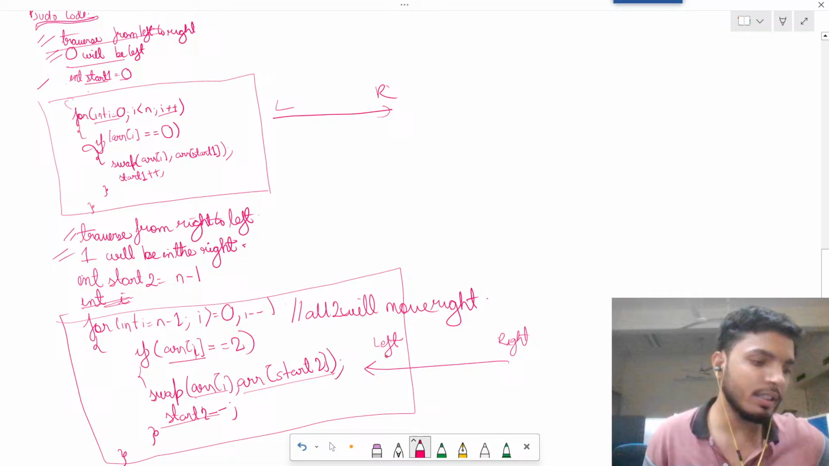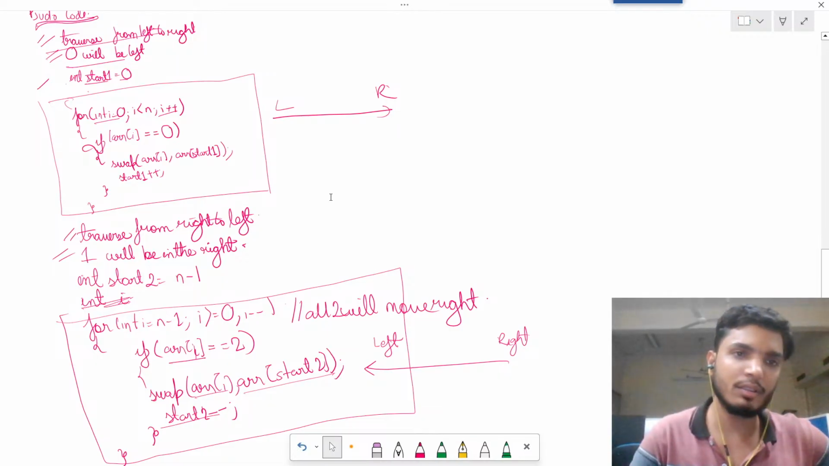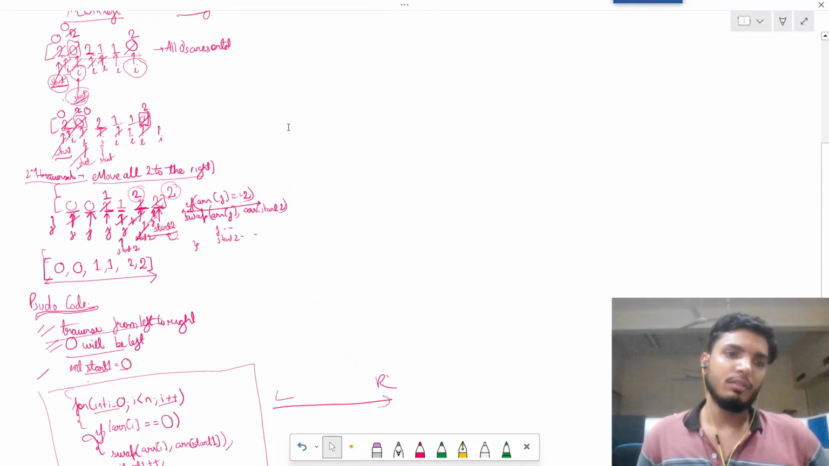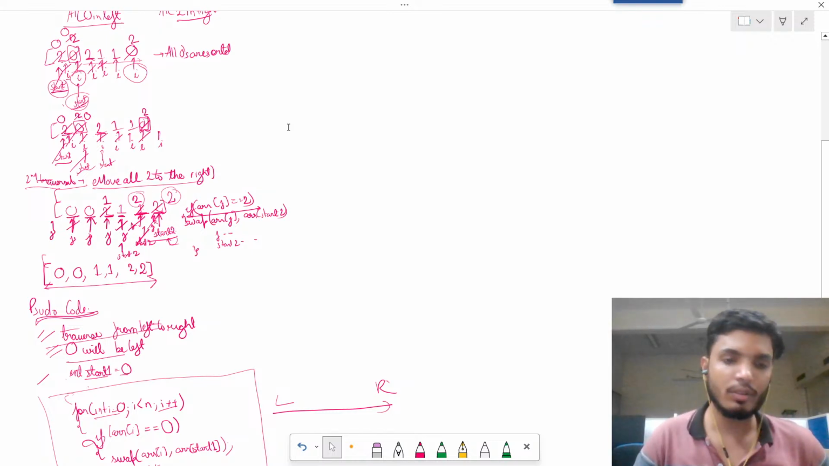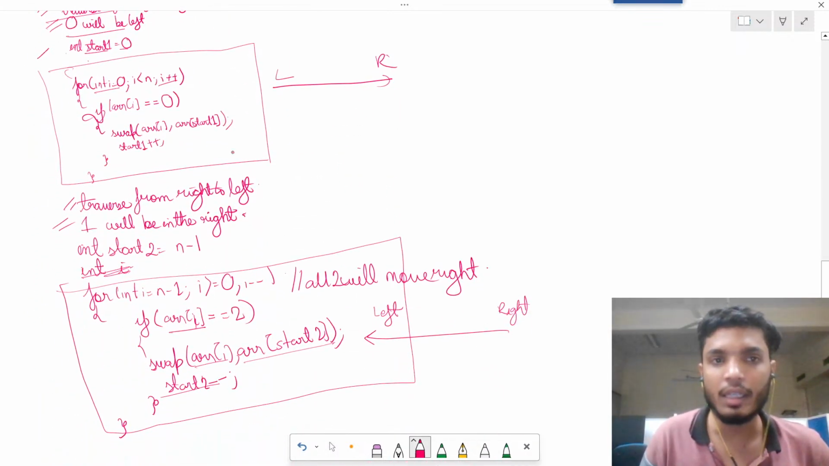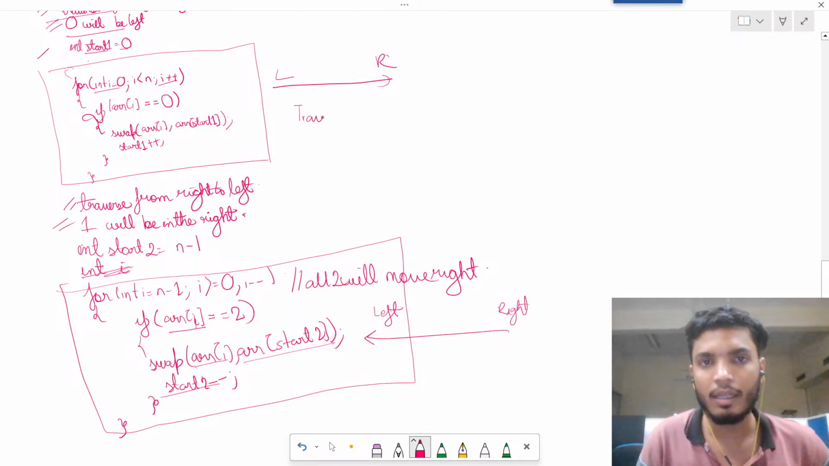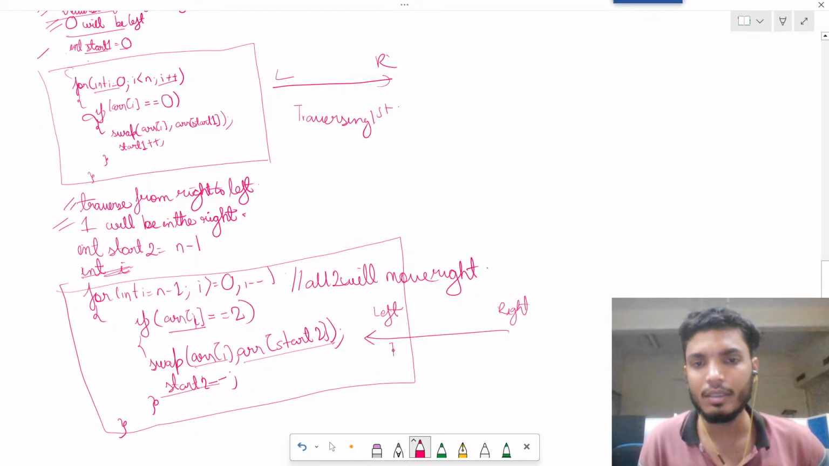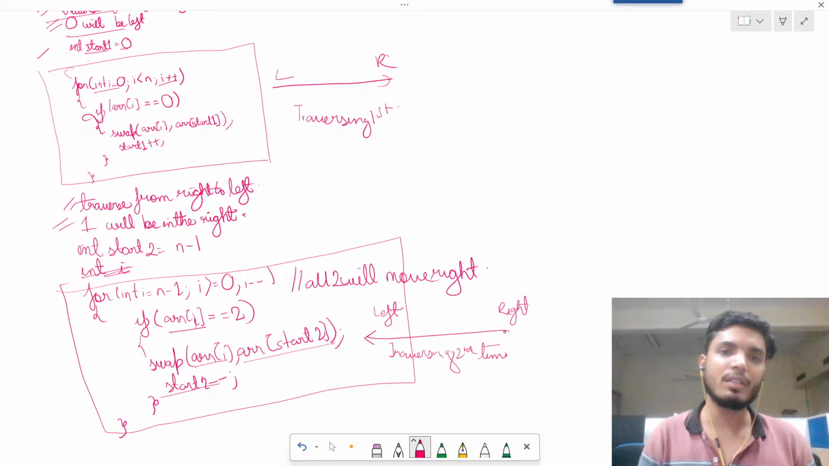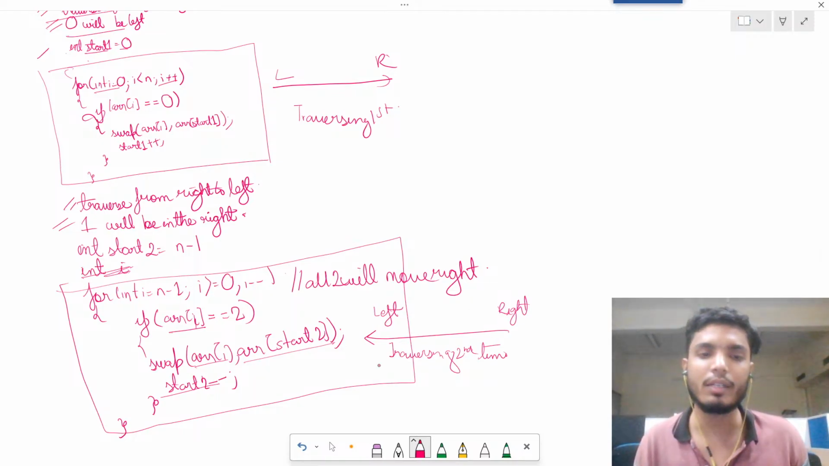Okay, so Rocky, is this whole explanation clear? So here I am traversing two times. I am traversing the first time here, and again I am traversing here, the second time. So I am doing a two-time traversal. First time the traversal was from left to right, and second time the traversal is from right to left.